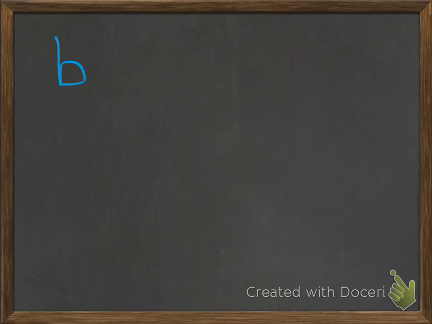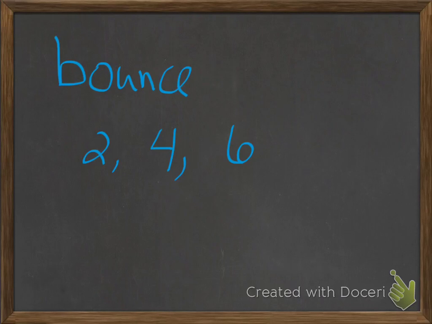And then bounces. Give me some of the exponents we had for bounces. 2, 2, 4, 6. So you said that they are all even.